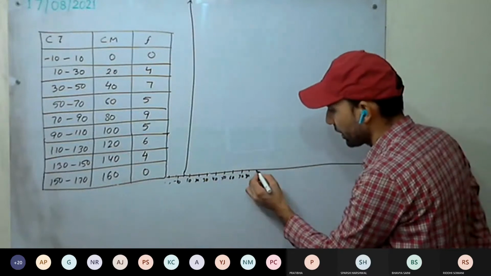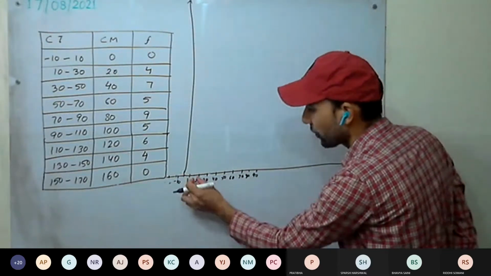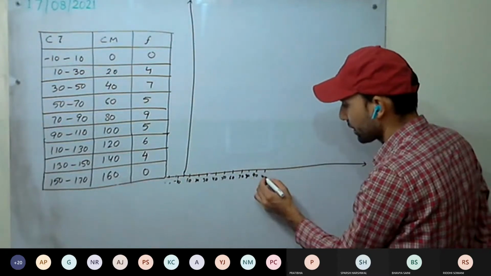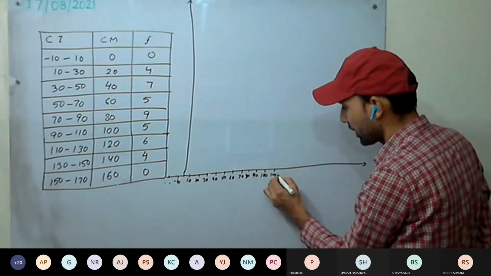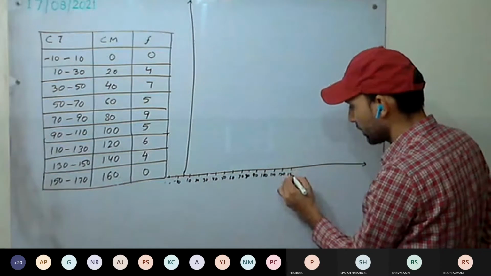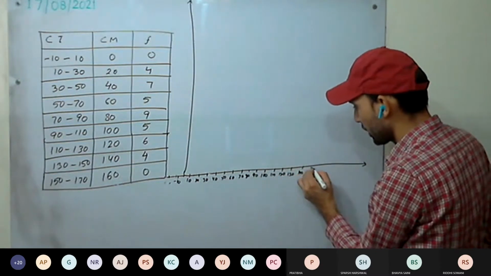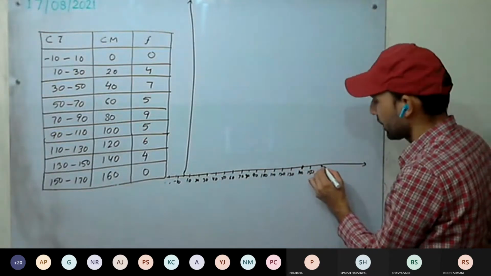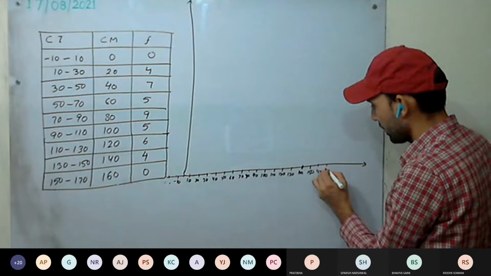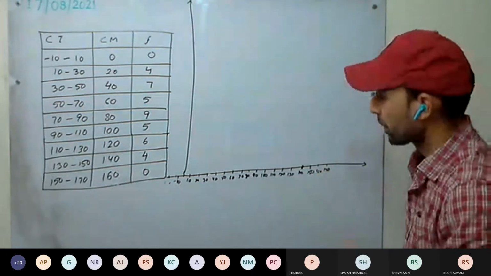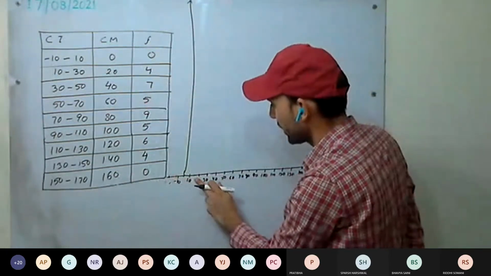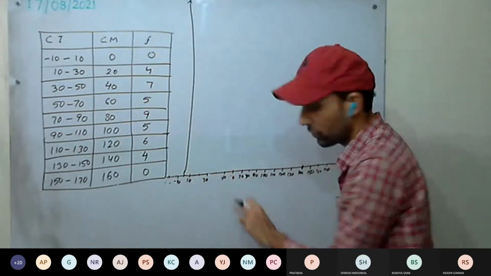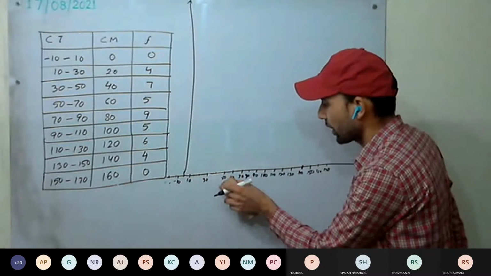70, 80, 90. So these are 5 units, 5.5 centimeters. 90, 100, 110, 120, 130, 140, 150. And 160, 170. One minute. You don't need to mark 20, 40 as well. These you don't require, so you can avoid them.